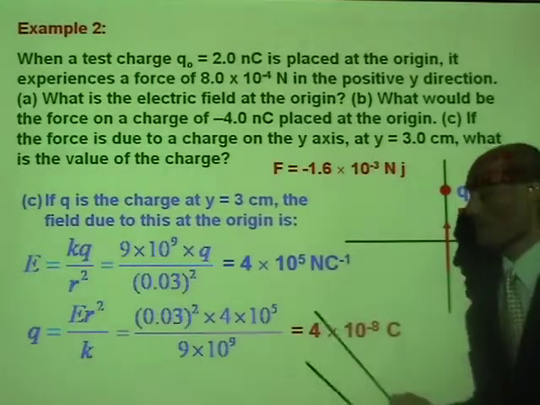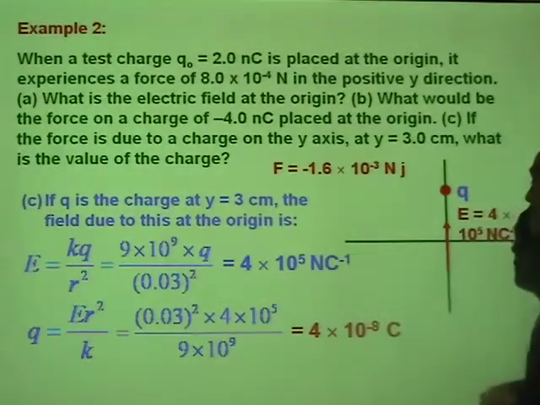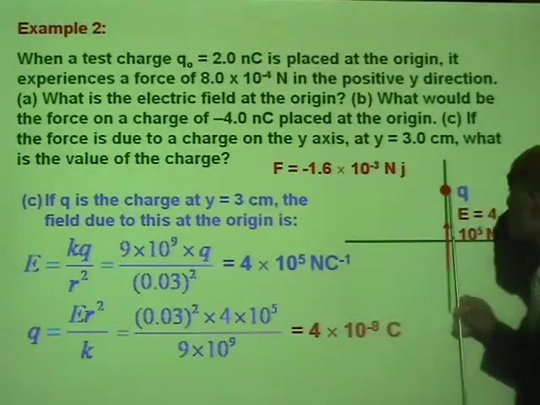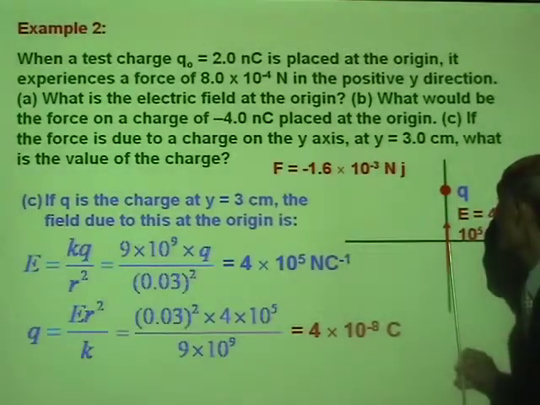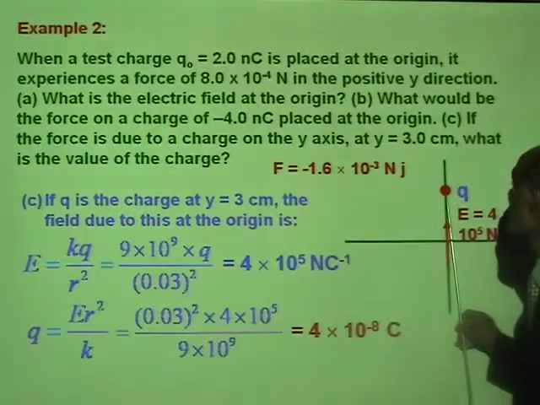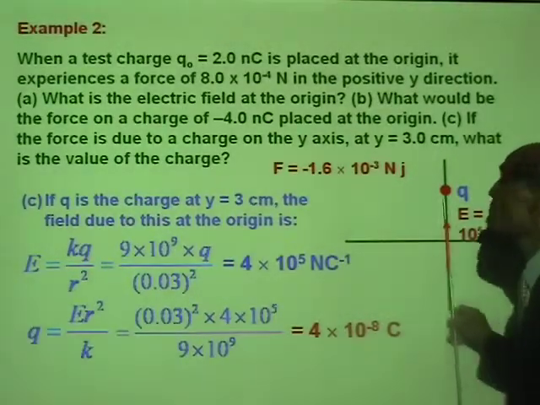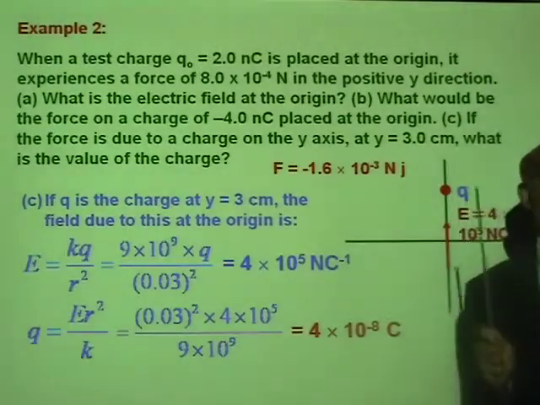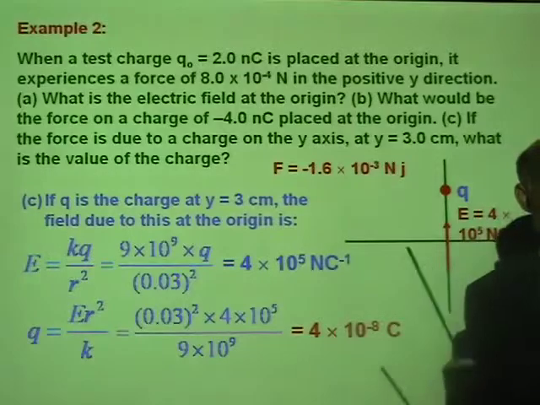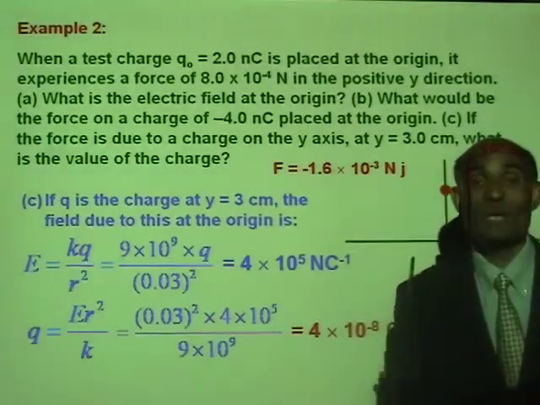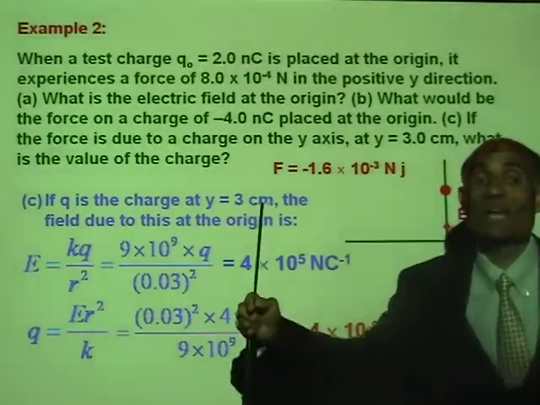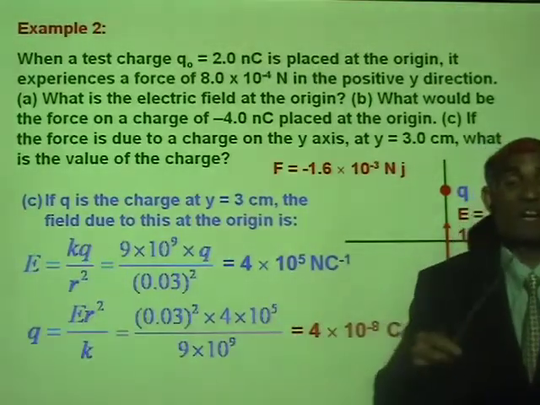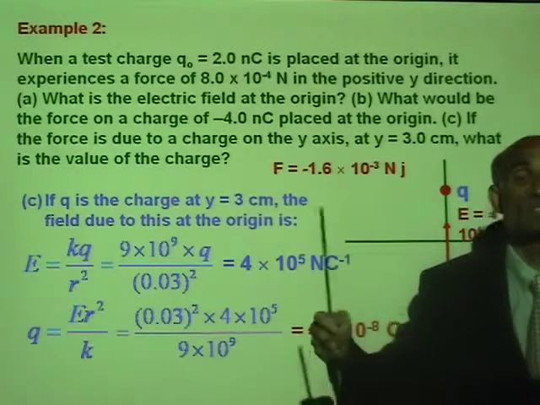Now, you've got to tell me, is this a positive charge or a negative charge? Well, how do you know? This charge has produced a field at the origin directed upward. That means directed towards the charge. So what type of a charge is that? That will be a negative charge. Only a negative charge will have the electric field directed towards it. A positive charge will have the electric field directed away from it.